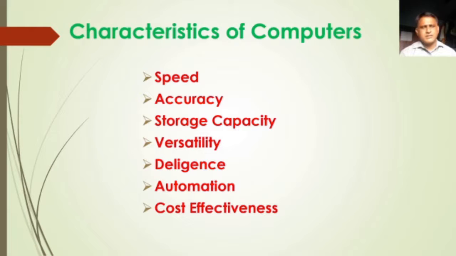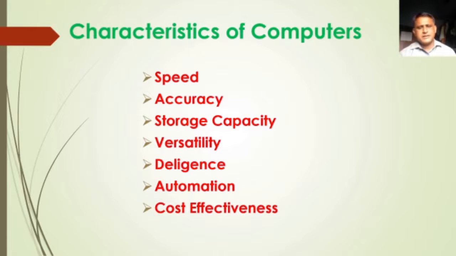Being a machine, the computer will never make any mistake on its own. The only thing is, if you give the program incorrectly, then it gives an error. Apart from that, the computer will never make any mistake in its calculation. So that is the accuracy of the computer. Then we have the storage capacity.